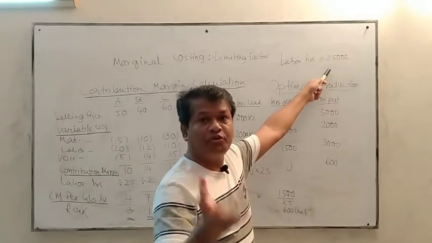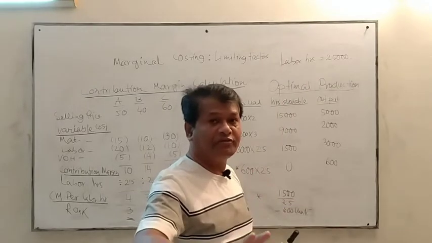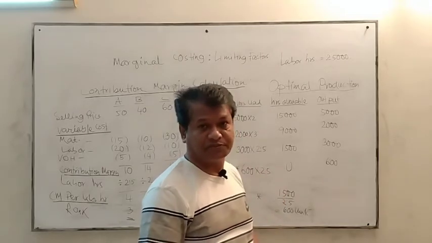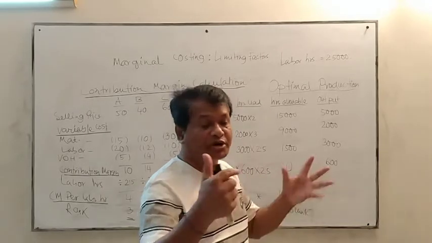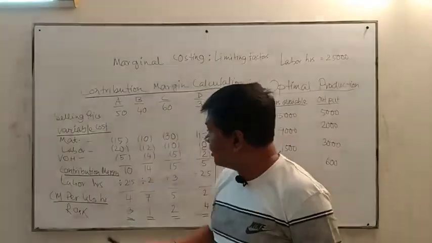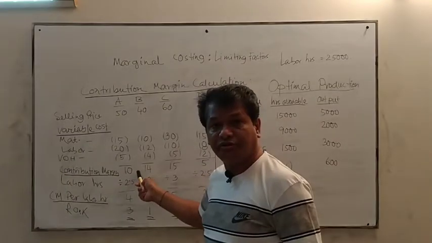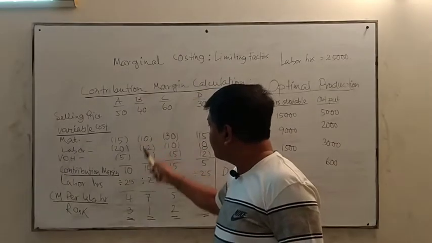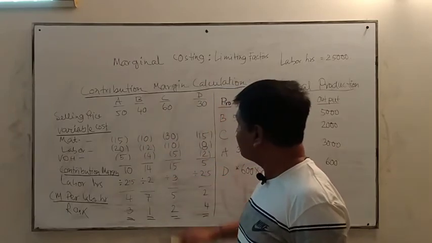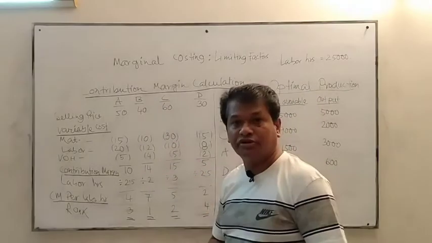By that hours, you have to produce the products. Maybe some products cannot be produced. That is why it is limiting factors. Limiting factors limit or restrict the production. But what will be the quantity? Maybe we have already calculated the contribution margin per unit. That is A 10, B 14, C 15, and D 5. Apparently, this product, C product, is more profitable for the business.